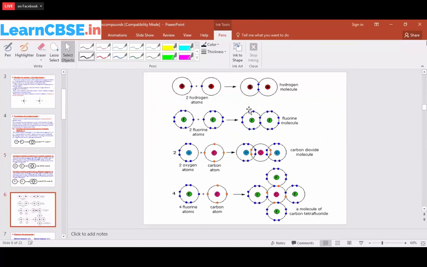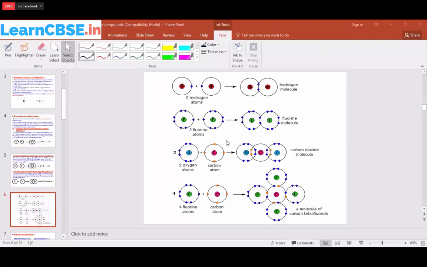Okay, so now this is the hydrogen molecule. The hydrogen has one electron in the outermost shell. This is another hydrogen atom, which also has one electron in the outermost shell. Both want to attain the stable configuration, so both share one electron each. This is the single covalent bond between the hydrogen atoms, H single bond H.